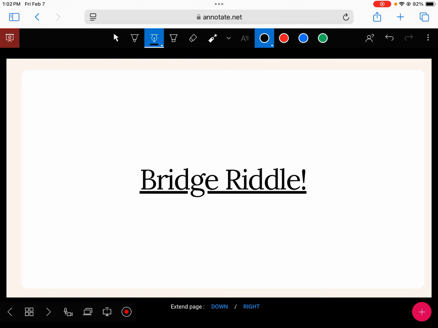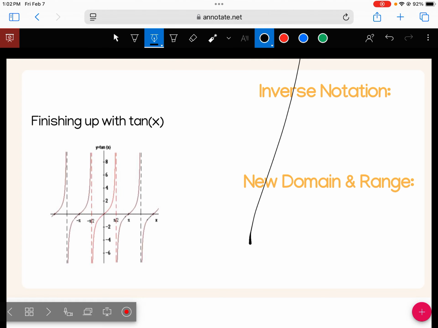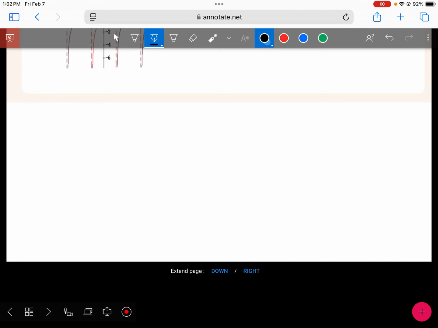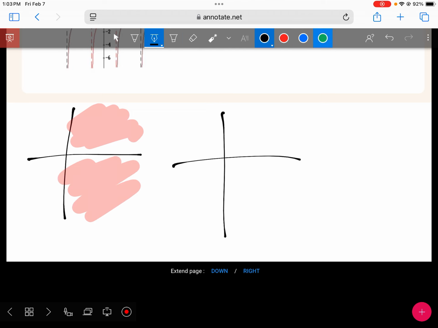So then to recap, I'm going to move this down. I'm going to get rid of this. What two quadrants is sine valid in? What two quadrants is cosine valid in? 1 and 2.